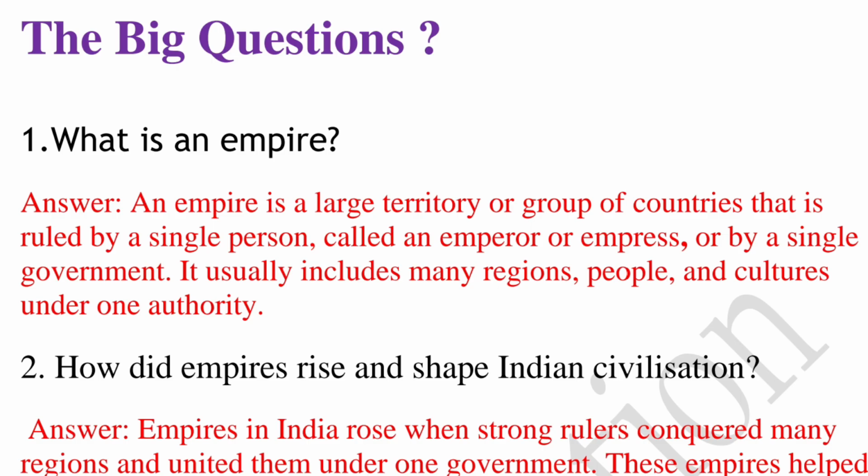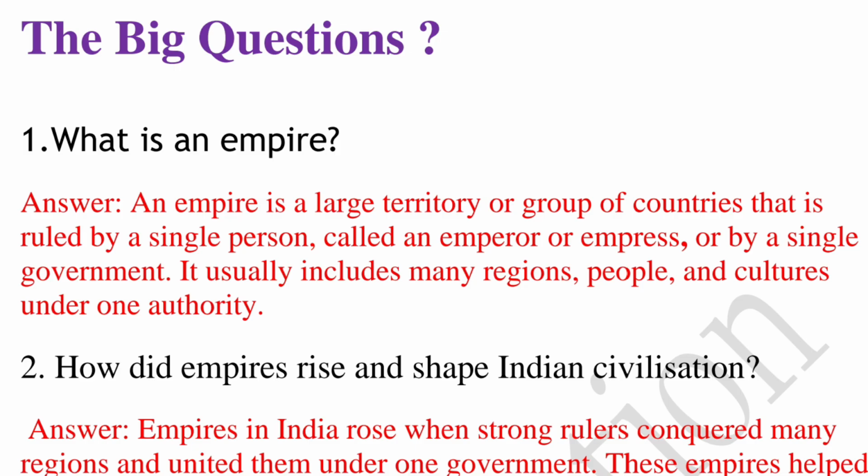The big questions. Question number 1. What is an empire? Answer. An empire is a large territory or group of countries that is ruled by a single person, called an emperor or empress, or by a single government. It usually includes many regions, people, and cultures under one authority.